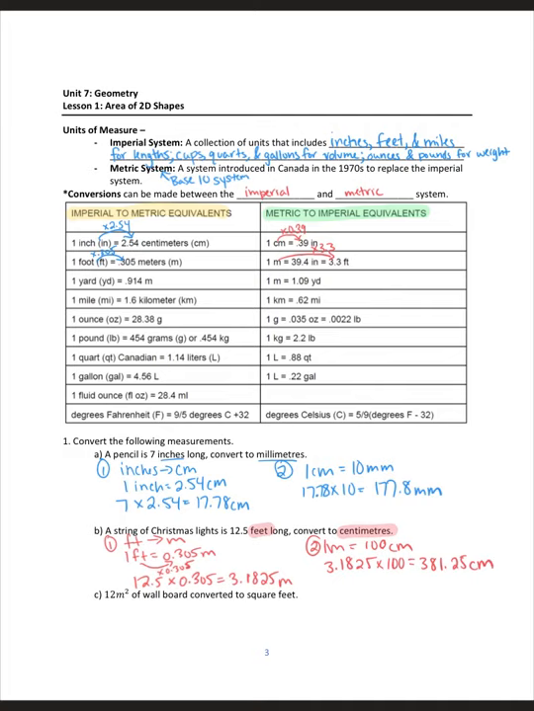Okay, this next one I want to talk about because it looks a little different. On this next example, we have 12 meters squared. All right, so 12 meters square of wallboard converted to square feet. So we're going from meters squared to square feet. And if we wanted to represent that as an abbreviation, right, we would say feet squared. So whenever we have something squared, that just means we're going to do the conversion 2 times.